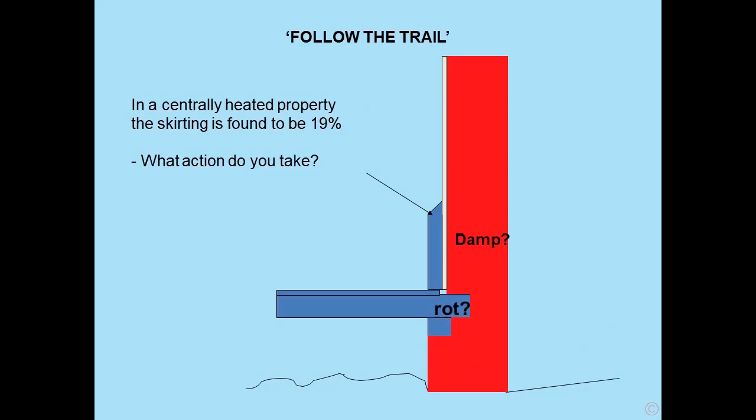Now the problem we have here is if that wall is damp, as suggested by the skirting, then we need to look at areas in the subfloor where timbers may be in contact with such dampness. And of course, if it's high enough, it may lead to rot, or the wood may already be rotting.